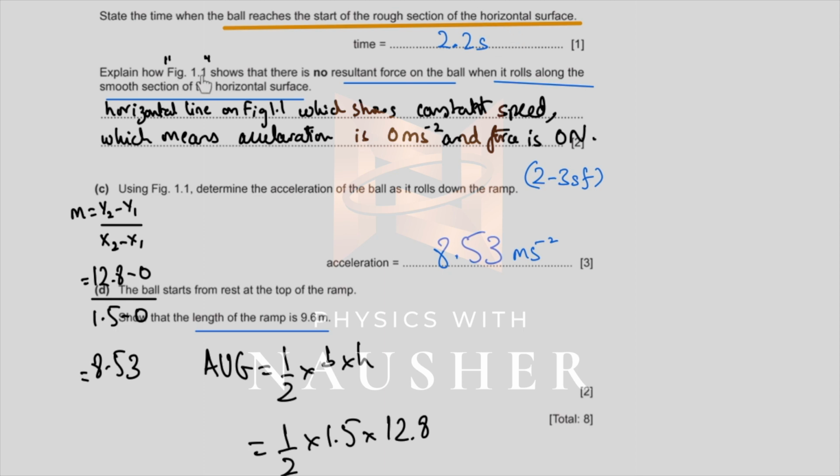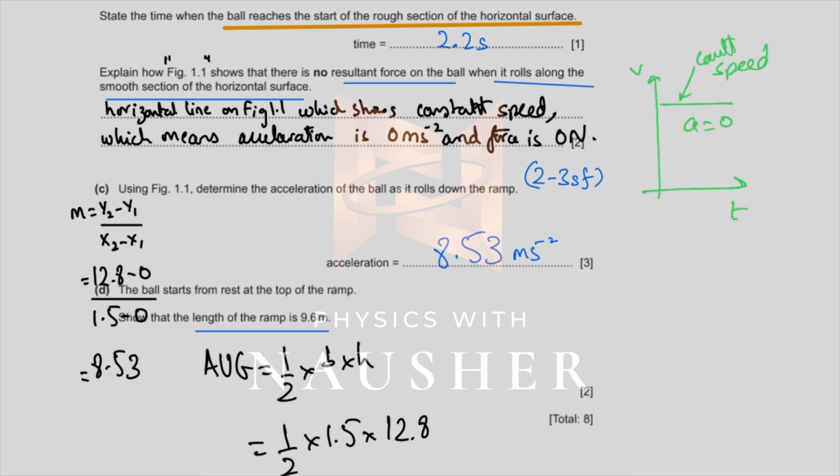Explain how figure 1.1, now be very careful, figure 1.1 को use करते हुए समझाना है that there is no resultant force. So you will say that there is a horizontal line on figure 1.1 which shows that there is no resultant force when the ball rolls along the smooth section. So वो जो flat line होती है speed time graph के अंदर, वो क्या show करती है? वो show करती है constant speed. और constant speed का क्या मतलब होता है? Constant speed का मतलब होता है acceleration is zero.